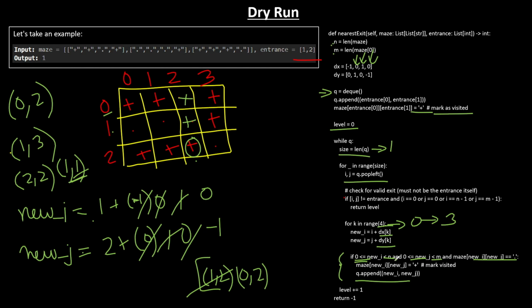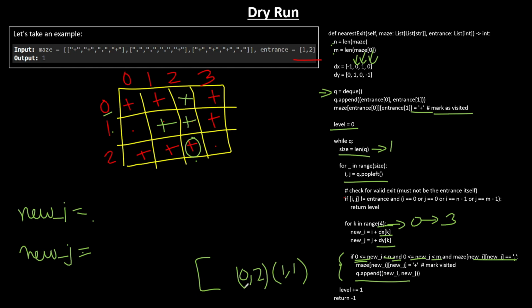So we check it is within the boundary. Yes, it is within the boundary. Is it equal to the dot? Yes, 1 comma 1. So what happens? We mark this as visited. We append it to the queue. Okay, fine, which means that our level 1 is complete.